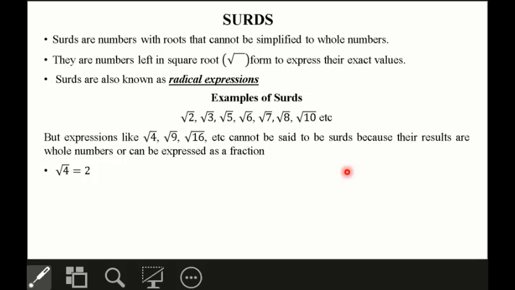2 over 1. Good. When we have the root of 9, it gives us 3. The root of 16 gives us 4. The root of 25 gives us 5, and so on.